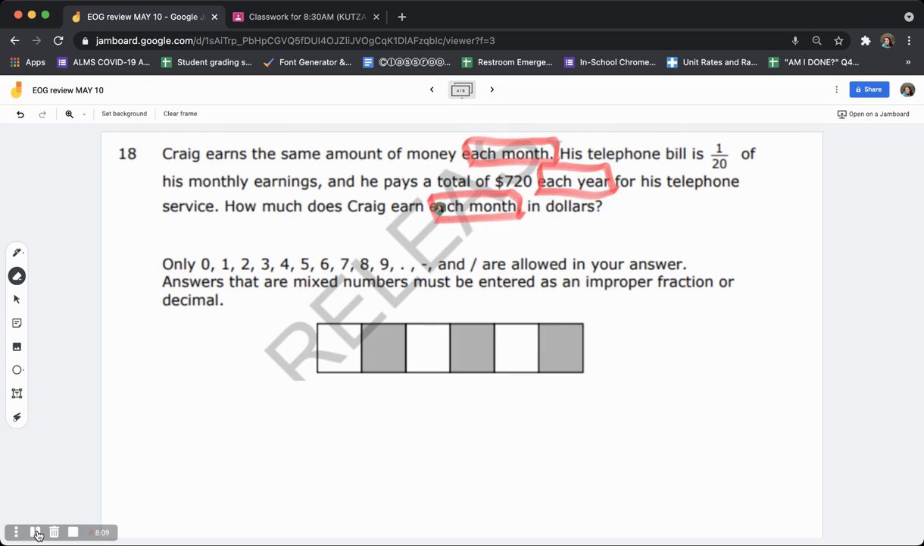So the first thing I'm going to do here is figure out if he pays a total of $720 each year, how much is he paying each month? There are 12 months in a year, so we're going to take 720 and divide that by 12. That would tell us that he's paying $60 per month on his cell phone.